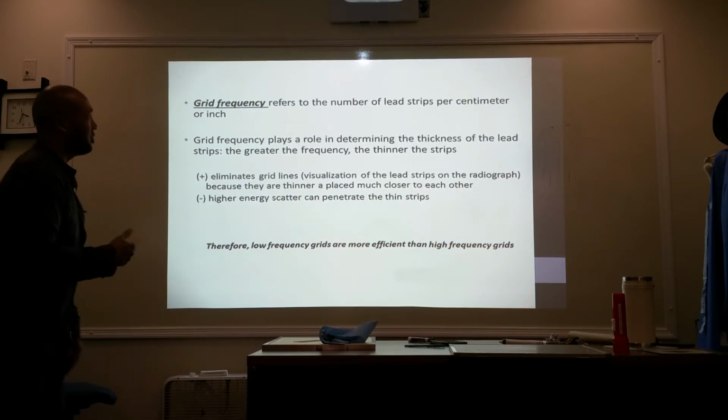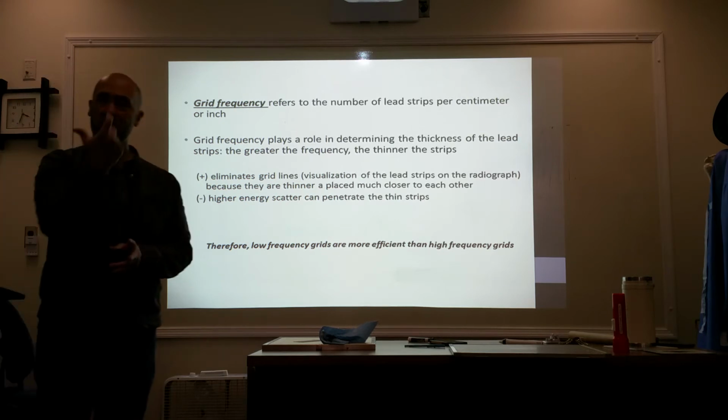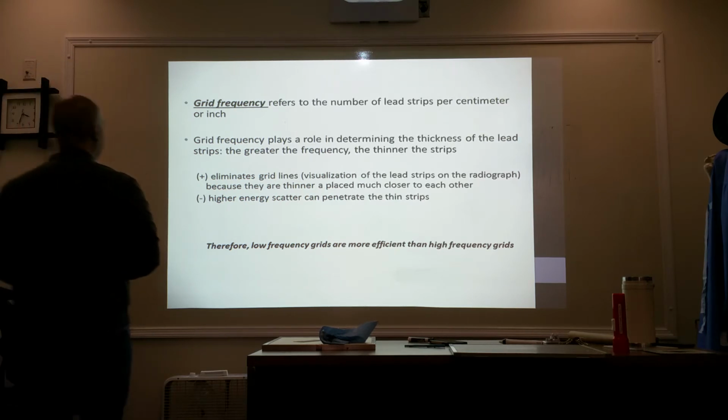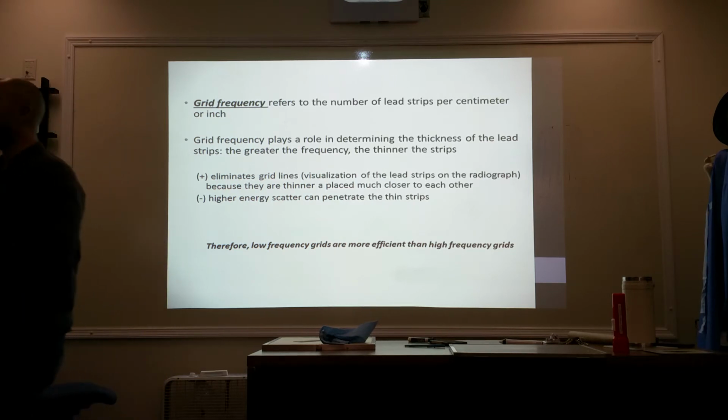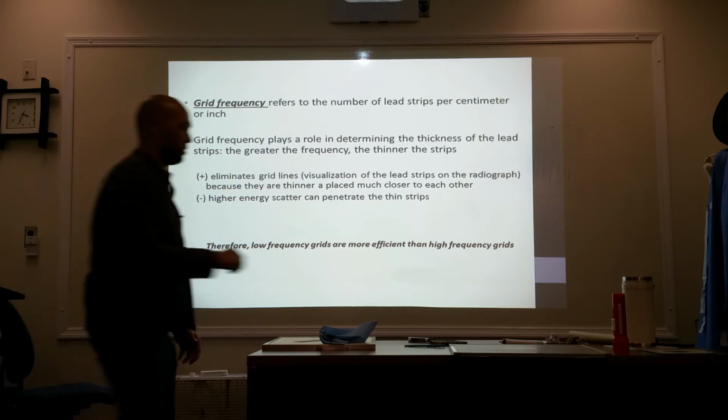Grid frequency refers to the number of lead strips per centimeter, or a given distance. Grid frequency plays a role in determining the thickness of the lead strips. The greater the frequency, the thinner the strips.